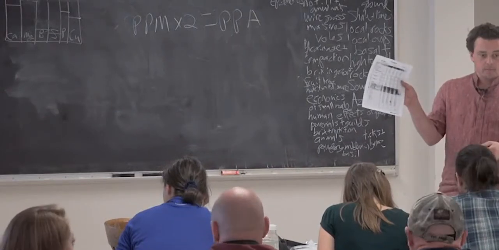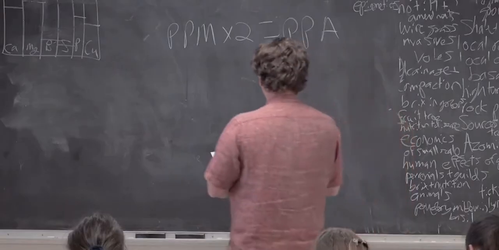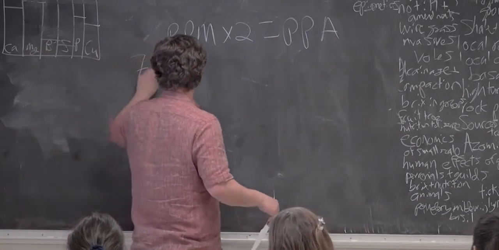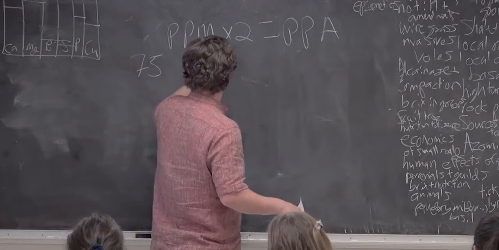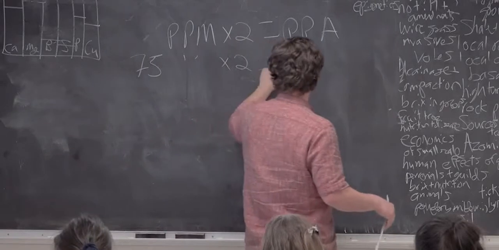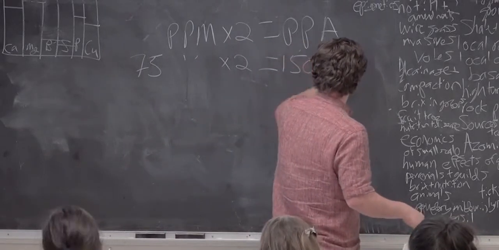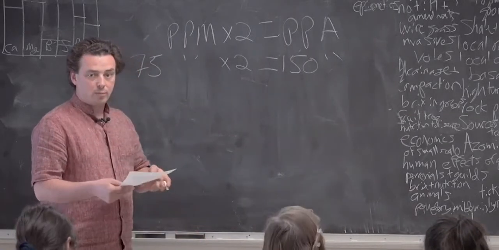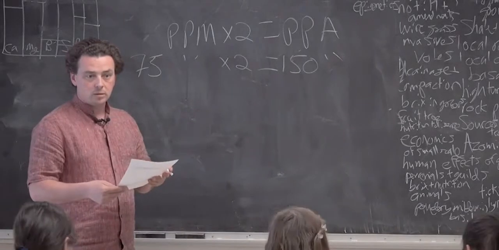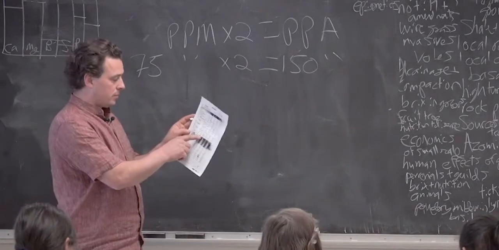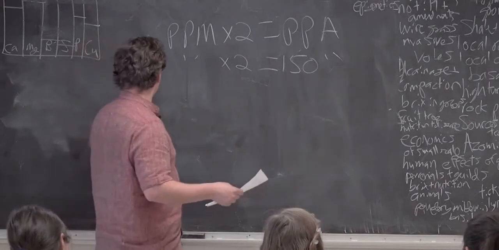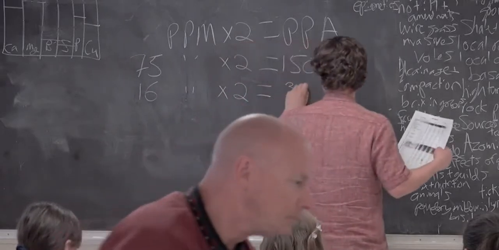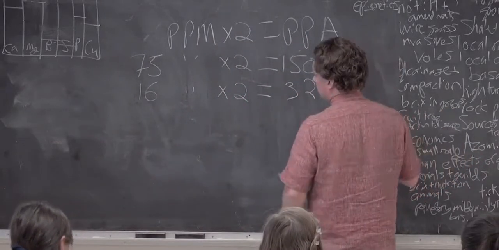See that? Yep. All right, so let's do sulfur. What's the target level of sulfur? 75. 75 ppm times 2 equals 150 pounds per acre. Okay, what does the soil report tell us how much we've got present? We're reading the first one. 16. 16 parts per million times 2 equals 32 pounds per acre.